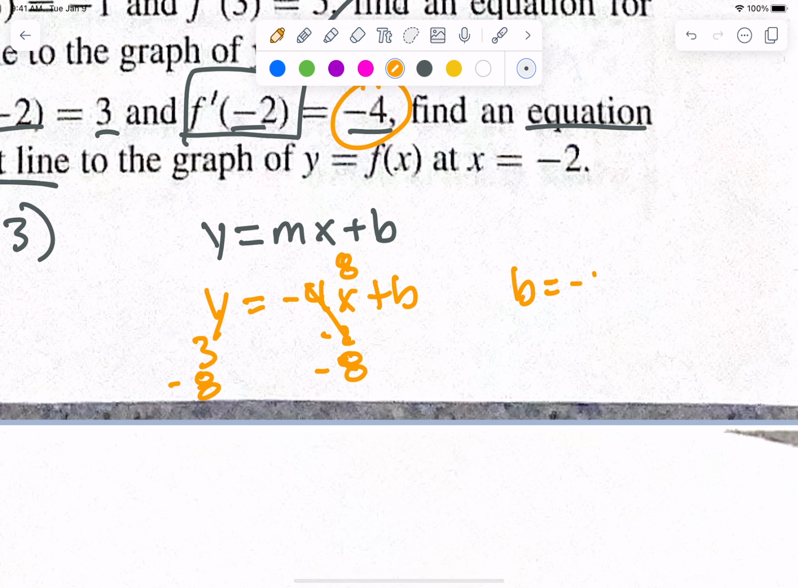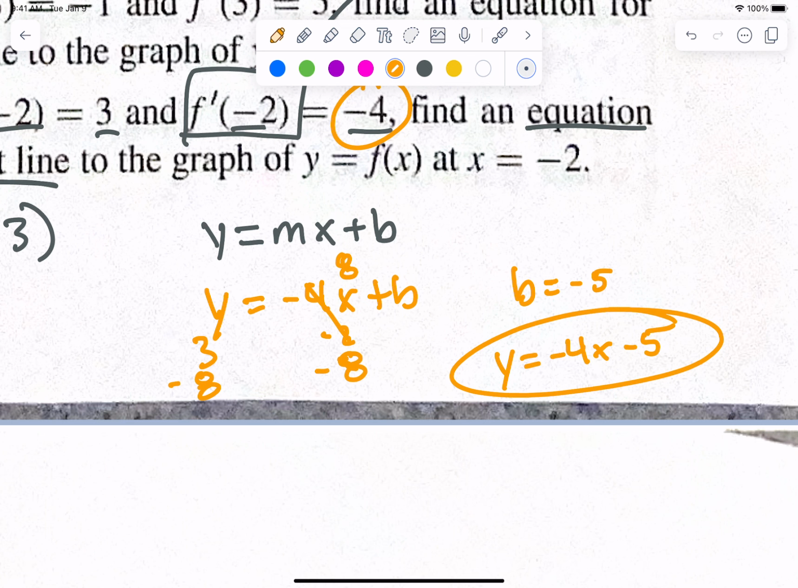3 minus 8, so just negative 5. Negative 5, so find an equation for the tangent line. Y equals negative 4x minus 5, there you go. I had to think about that for a second.